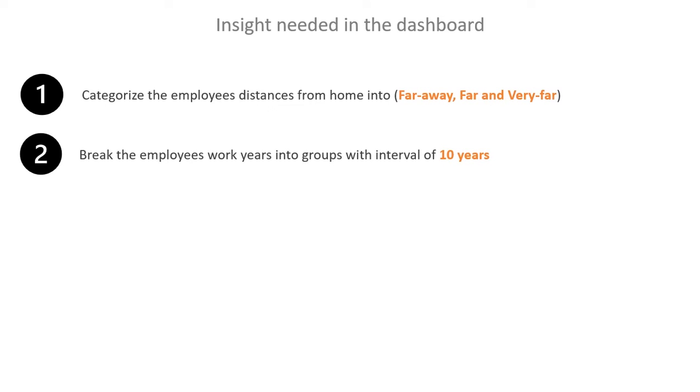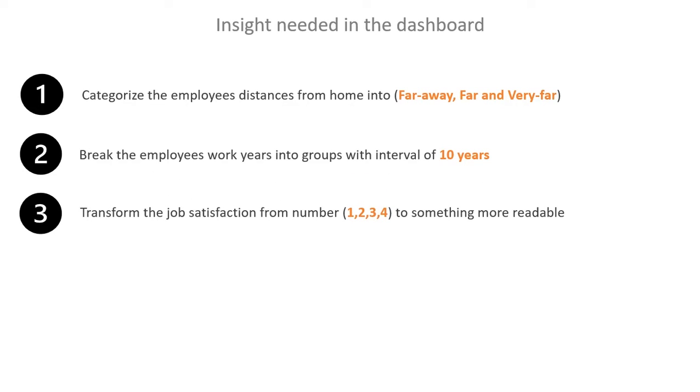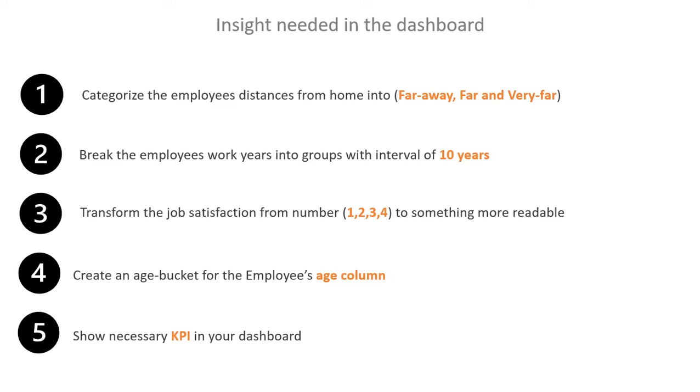And the second one is for you to break the employee's work years into groups with interval of 10 years. And the third thing you have to do with the data set is for you to transform the job satisfaction from numbers like 1, 2, 3 to 4 to something more readable. And the fourth one is for you to create an age bucket for the employee's age column. Then the fifth one is for you to show necessary KPIs in your dashboard. So with this, we're going to go to Power BI to have this dashboard created.